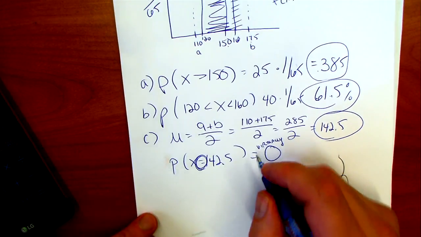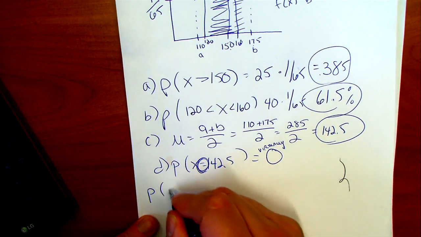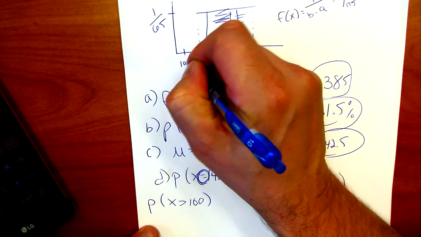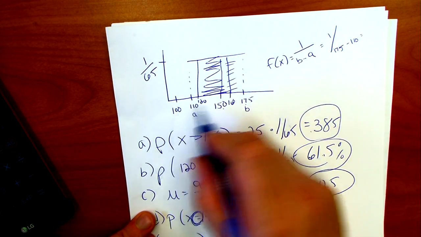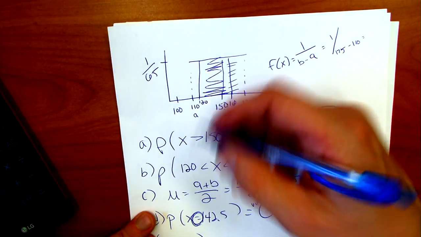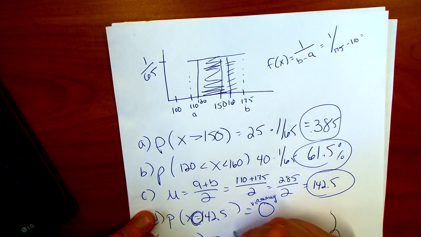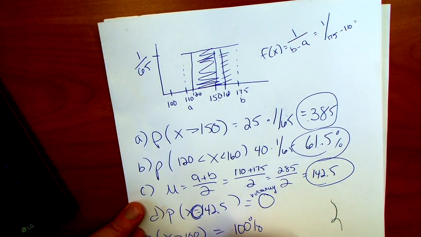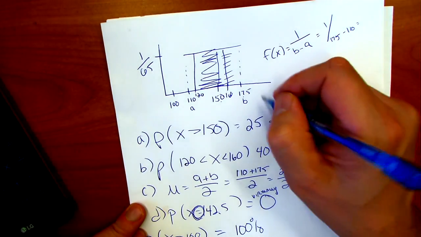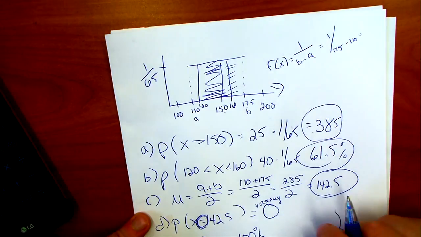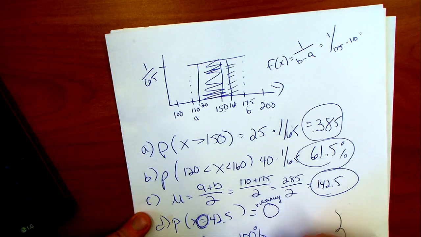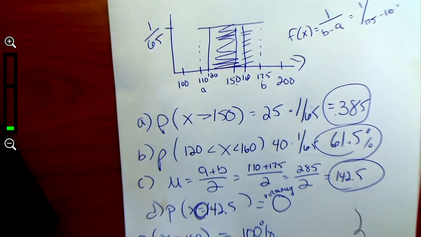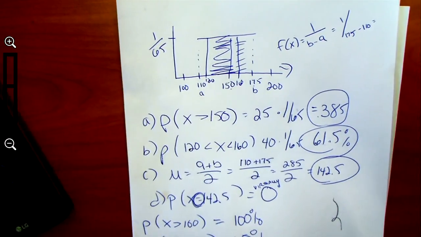Let's stick with the same one. What if I asked you what's the probability that I produce more than 100 metric tons? Well, 100 is here. It looks like the whole curve is greater than 100. So what part of the curve is greater than 100? All of it, or 100%. Likewise, if I said something like the probability that X is greater than 200 metric tons, well, 200 is here. What part of the curve is greater than 200? Nada, nothing, 0. So as I indicated to you guys, there'll be a problem like this on your final exam.